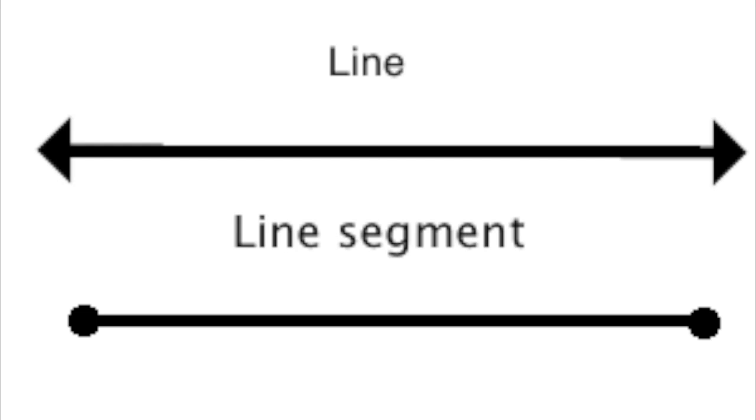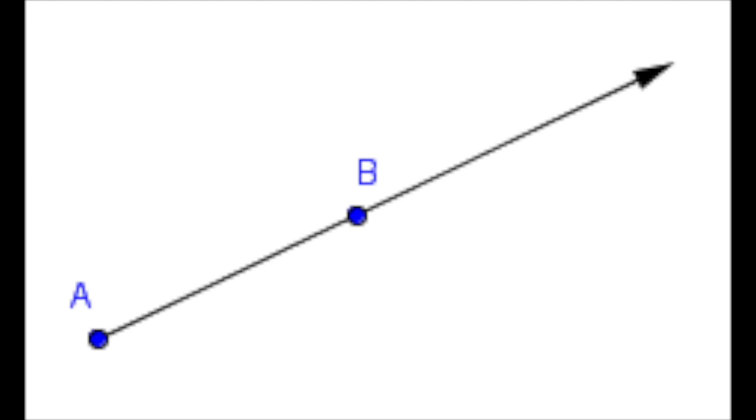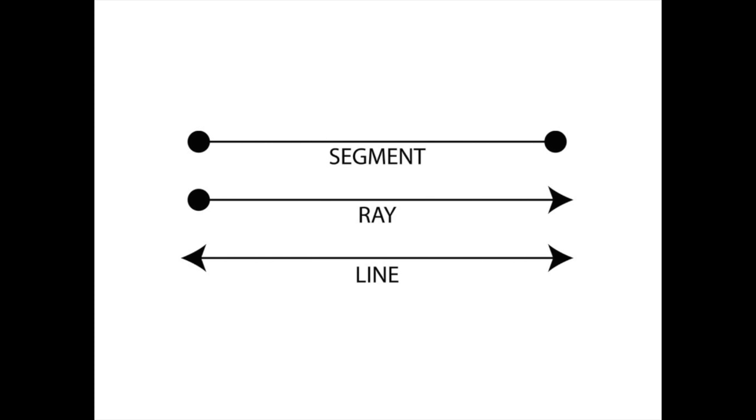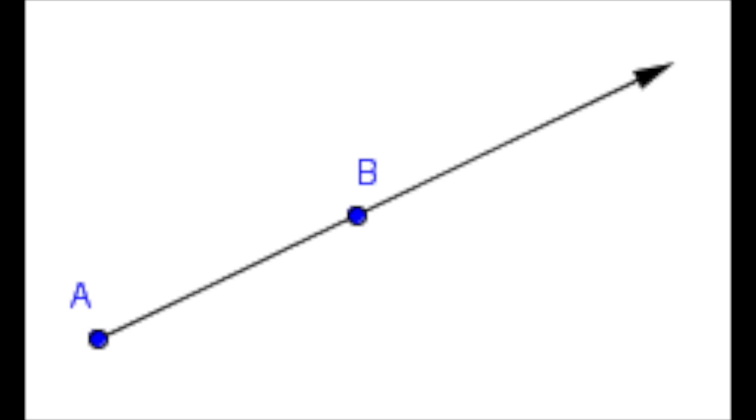There are 2 special kinds of lines. The first is a segment. While a line is never ending, a segment has 2 endpoints, denoting where it stops. The second is a ray. This is kind of an in-betweensy, the line and the segment. It has 1 endpoint, and then 1 end that stretches out forever.